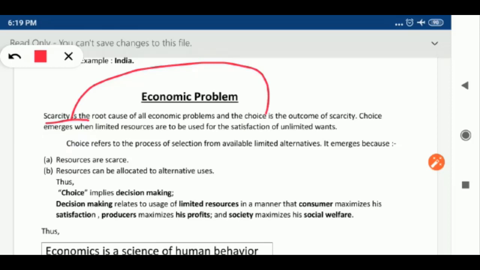So scarcity is the root cause of all economic problems, and from that scarcity, what is the next problem which occurs? That is the problem of choice, which is the outcome of scarcity. So what is choice here? Choice emerges when limited resources are to be used for the satisfaction of unlimited wants. Here two words are important: unlimited wants and limited resources. These are the two main terms which you have to keep in mind regarding all the subtopics.